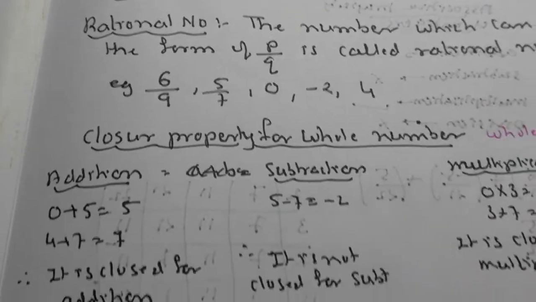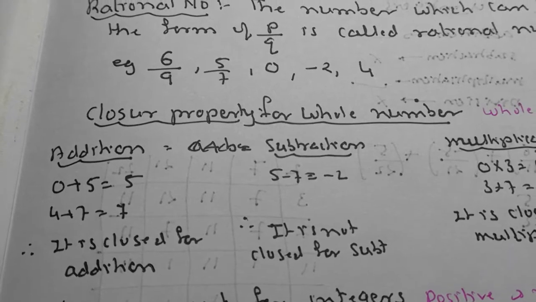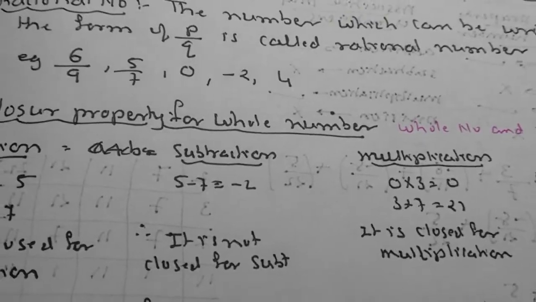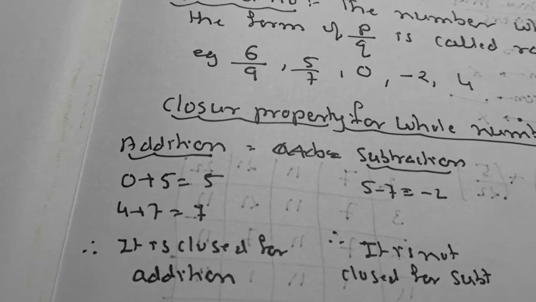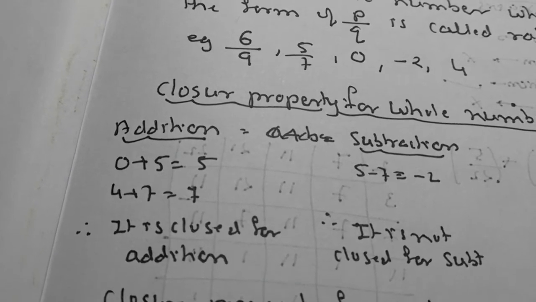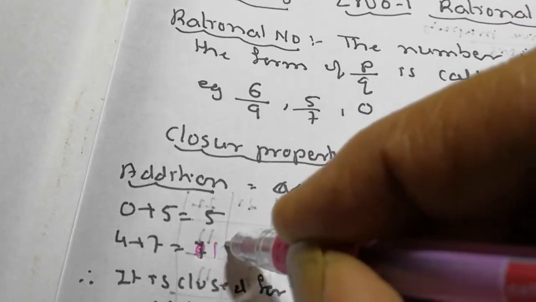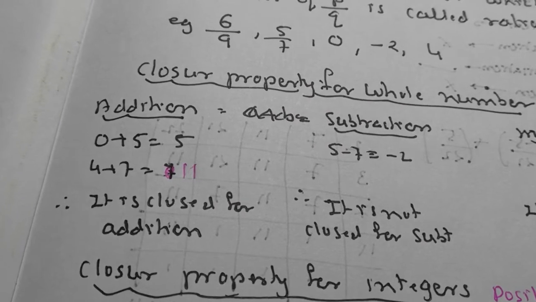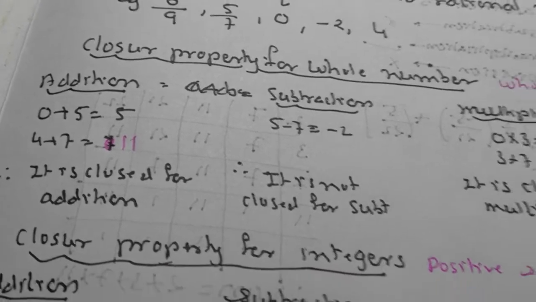So now let us see closure property for whole numbers. Closure property will be there for addition, subtraction, multiplication, and division. Is it suitable for addition, subtraction? Let us see. 0 plus 5 is equal to 5 and 4 plus 7 is equal to 11. So we are getting the answer. So it is closed for addition. So it is true for addition.